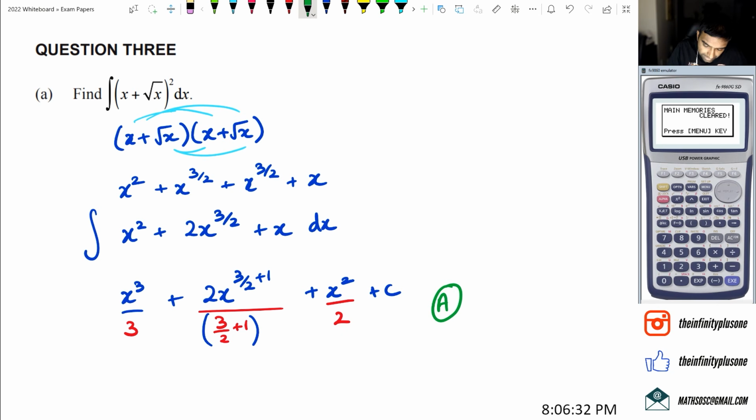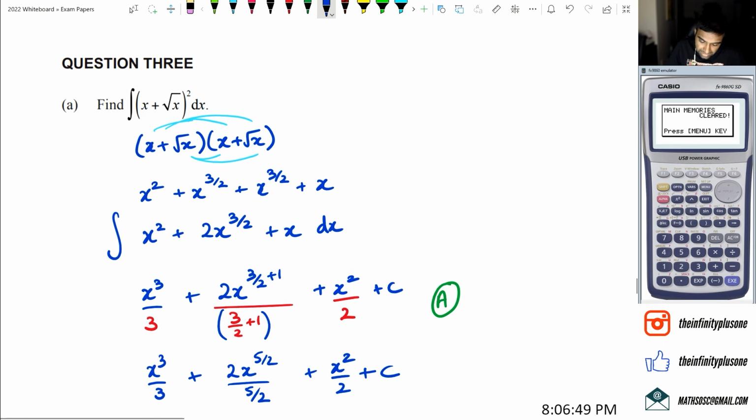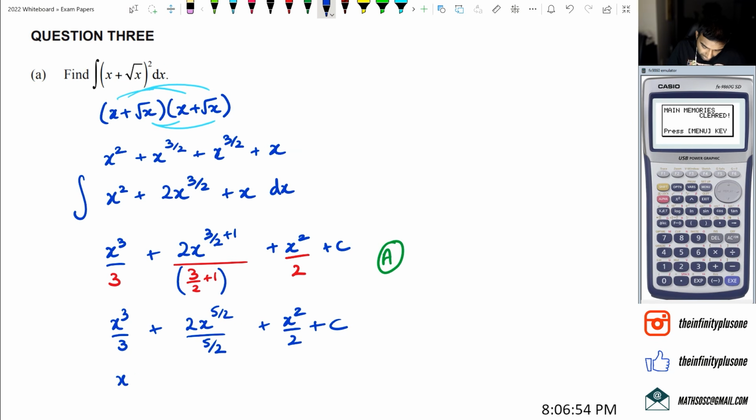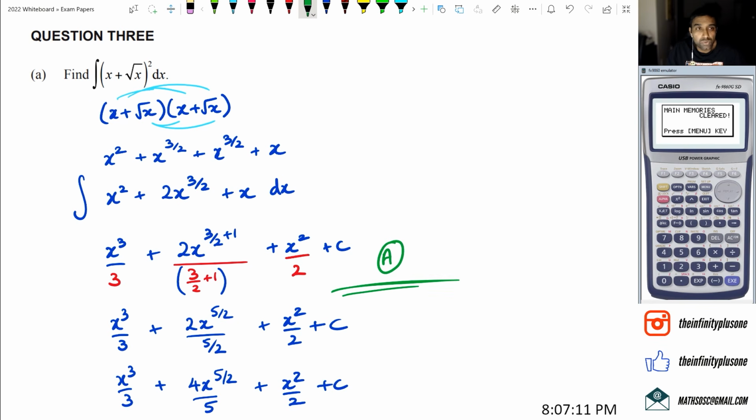If you do want to tidy up that middle term, you can, because you're going to end up with x cubed over 3 plus 2x to the power of, 3 over 2 plus 1 is 5 over 2, so 5 over 2, plus x squared over 2 plus c. Of course, you're really wasting time by actually doing this. I'm just doing it because I know sometimes people are like, how does this answer actually work? So the 2 comes to the top. We've got 4x to the power of 5 over 2, over 5, plus x squared over 2 plus c. But really, all you need to get up to is that part there to actually get an achieved.